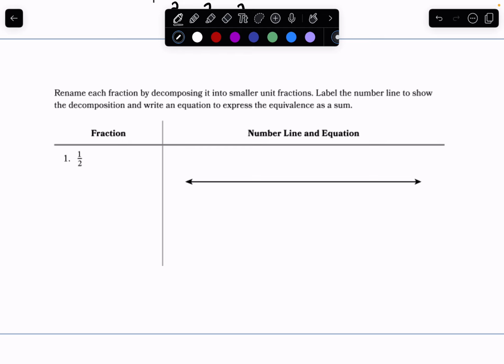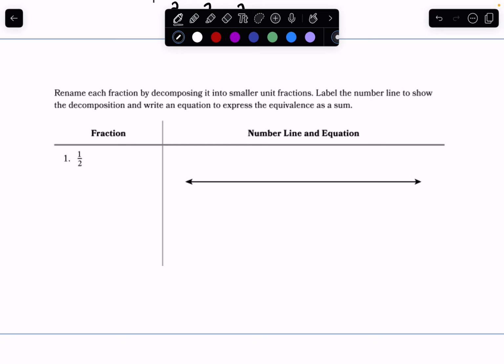So this question is what we're going to look at first. Right now, all you need to do is watch what I'm doing while I talk about it. I'm going to read the prompt. It says, rename each fraction by decomposing it into smaller unit fractions. Label the number line to show the decomposition and write an equation to express the equivalence as a sum.